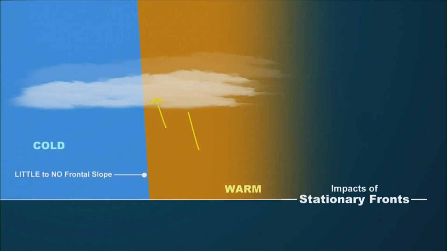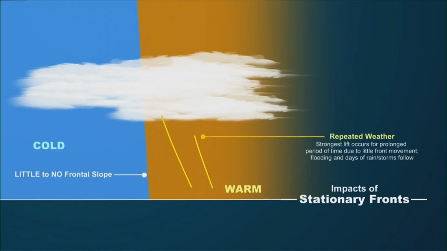With calm conditions and a stationary front moving into the area, the weather stays relatively stable because there is little to no frontal movement and little to no slope frontal boundary.